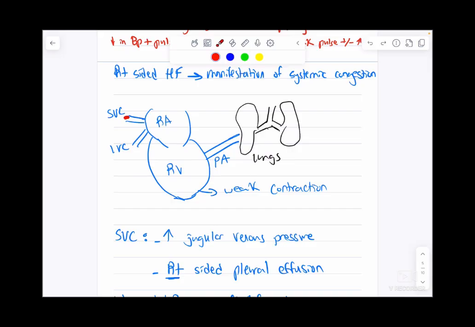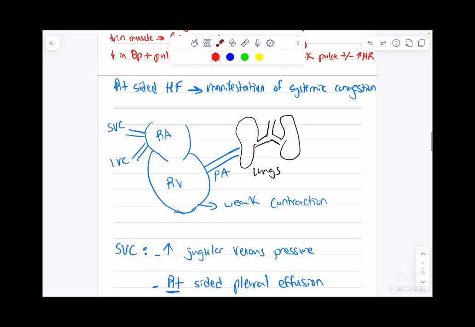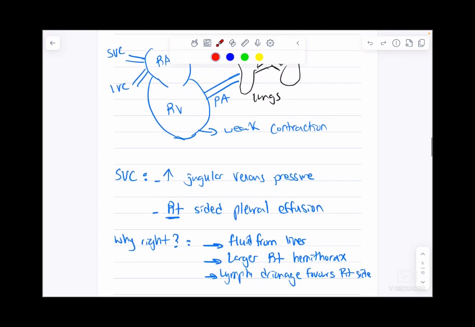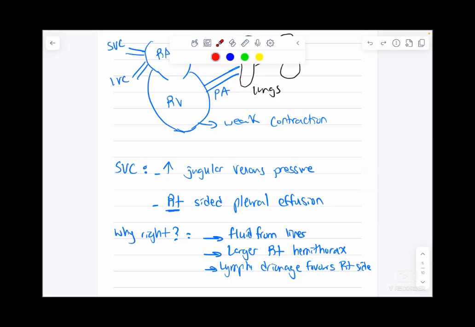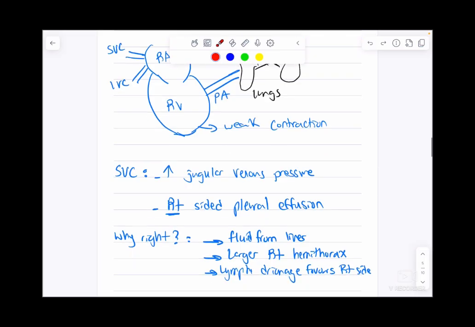What's going to happen? Well, what about the blood that's coming from the superior and inferior vena cava? It's not going to flow effectively, and this is going to cause stagnation in the inferior and superior vena cava and the rest of the body, which is going to cause manifestations of systemic congestion. So let's talk about the superior vena cava. If the blood is not going to be able to flow well into the right atrium, we're going to have increased jugular venous pressure. The jugular vein cannot drain as easily into the superior vena cava.